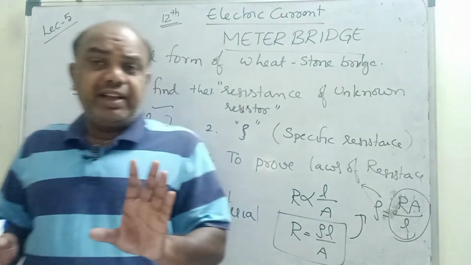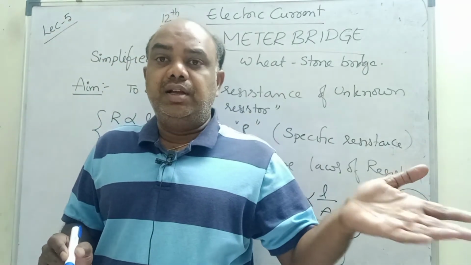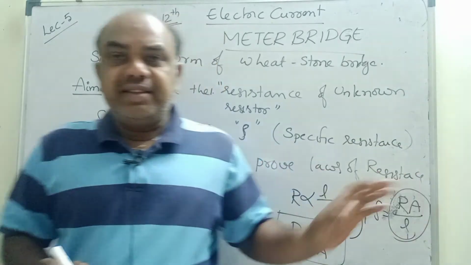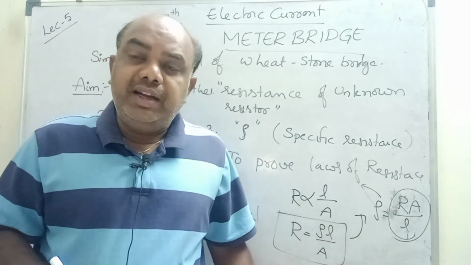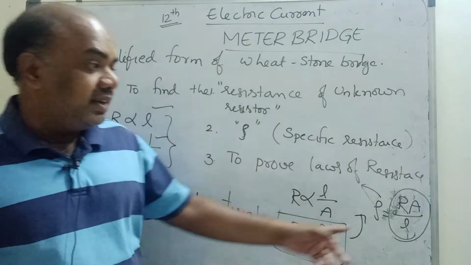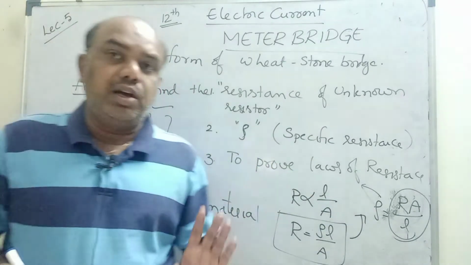In the Wheatstone bridge we cannot find this; we can find only the resistance of the unknown resistor. That is lecture number 4, you can see in lecture number 4. But in the meter bridge the advantage is, in addition to the resistance, we can find the resistivity, and we can prove all these laws also.